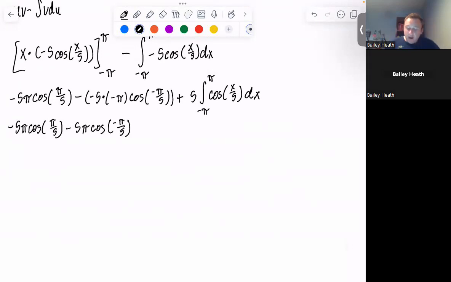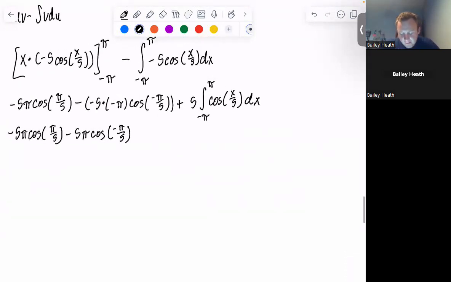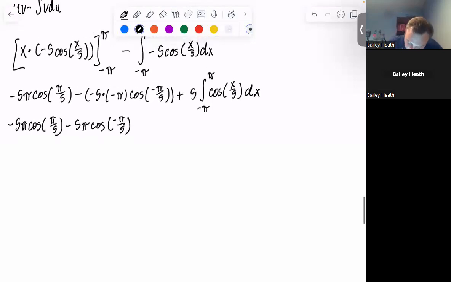Okay. Now that minus pi over 5, I would love to simplify. I'd love to just say what that is, but that's not one that I know off the top of my head. That's not one of the nice ones that we're supposed to have memorized. So I'm just going to leave it as cosine of negative pi over 5. I'm just going to leave those alone.